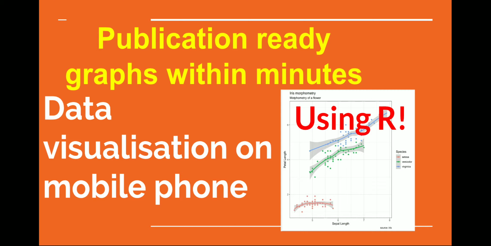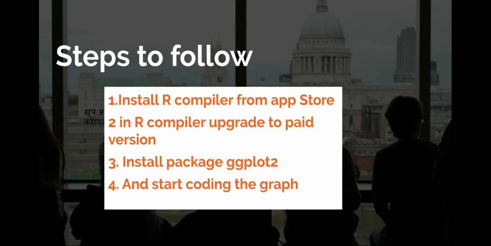Hello friends, in this video we are going to learn how to make publication ready graphs on mobile, data visualization on mobile phone using R. For this we have to follow the following steps. The first step is to get R compiler installed on your phone from Play Store. Second step is upgrade R compiler to paid version. Third step is install package ggplot2 on your phone, and fourth step is to start coding for the graph.